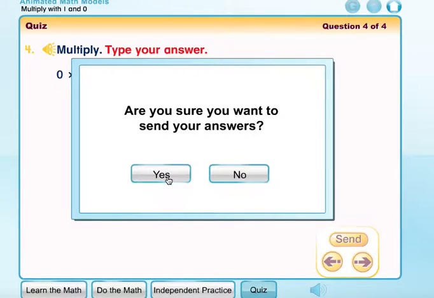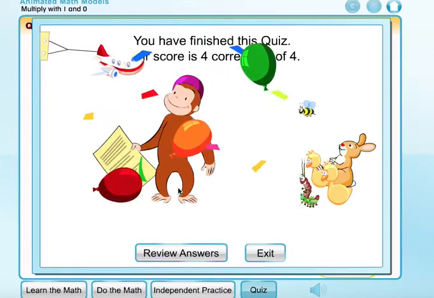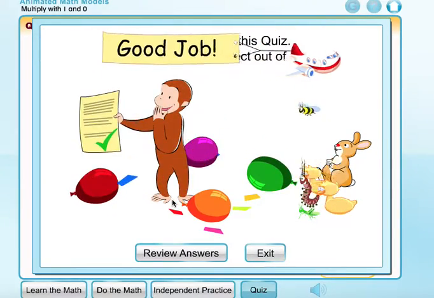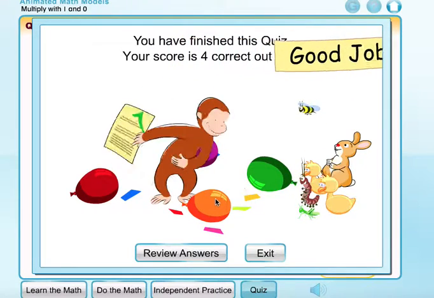Send your answers to me. Yes, we'll send it. Good job. Yay! We know the zero property and the identity property.